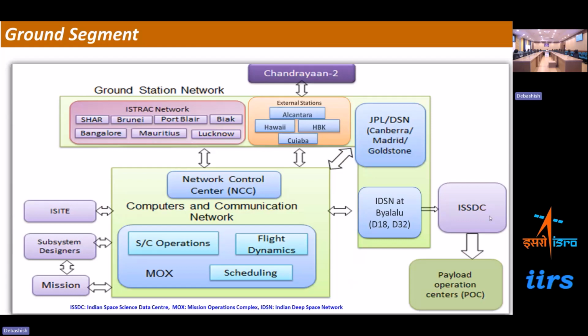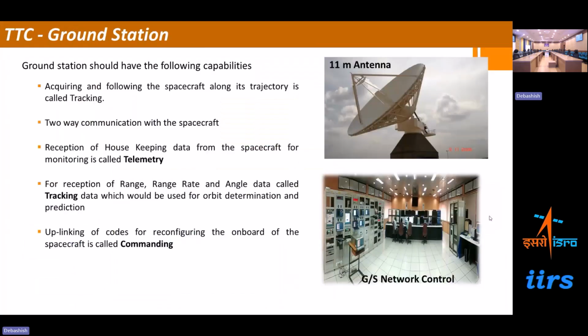Then the other component after the ground station is the spacecraft operation segment, where we have spacecraft operation, flight dynamics operation, schedule. All these things we'll try to see very closely. But to start with, we'll start with the TTC ground station. TTC stands for tracking, telemetry, and command ground station. The major capability of the ground station should be to acquire and follow the spacecraft along its trajectory. This is called tracking. Whenever I successfully track a spacecraft, I should establish two-way communication with the spacecraft. That means we should get telemetry from the spacecraft and we should be able to command the spacecraft.